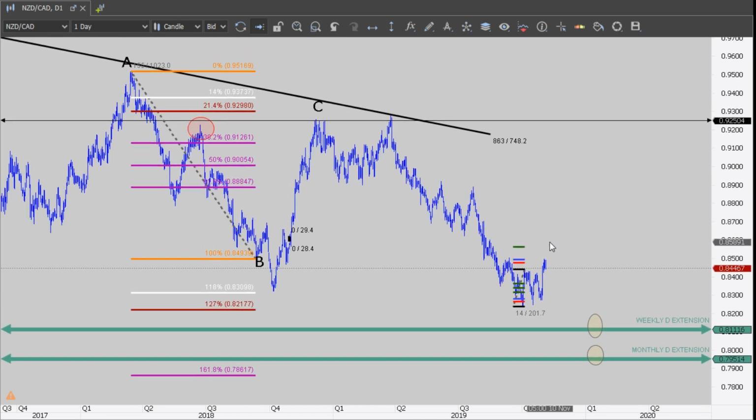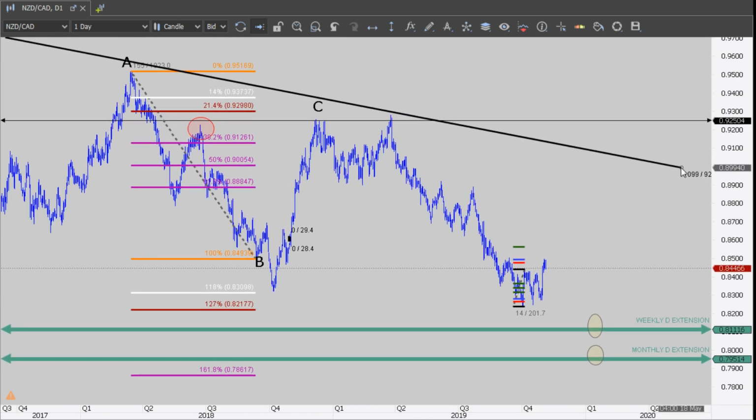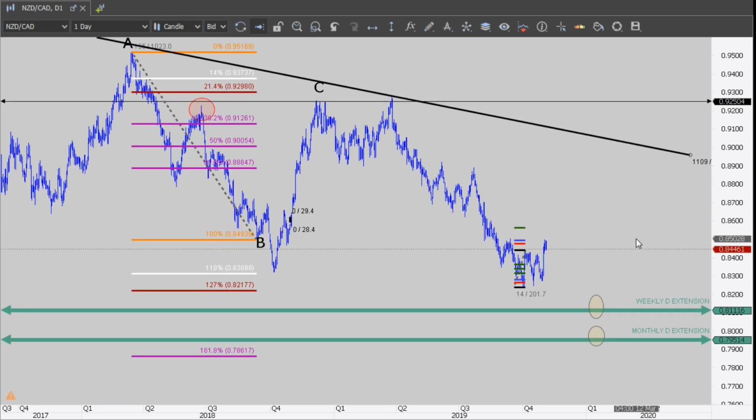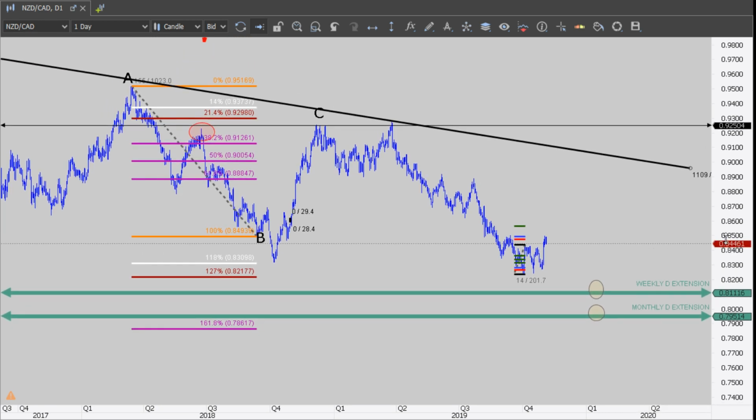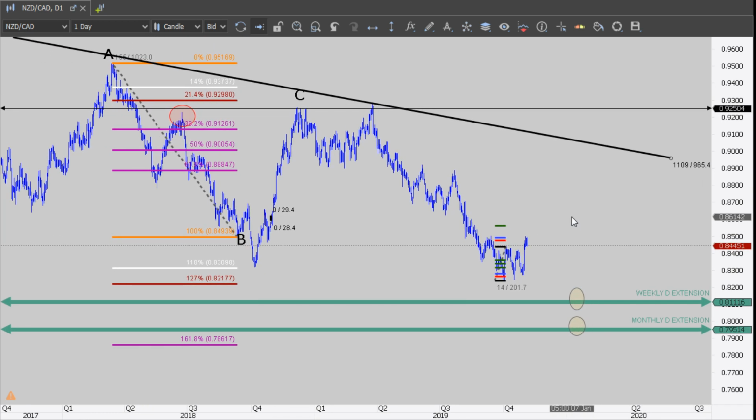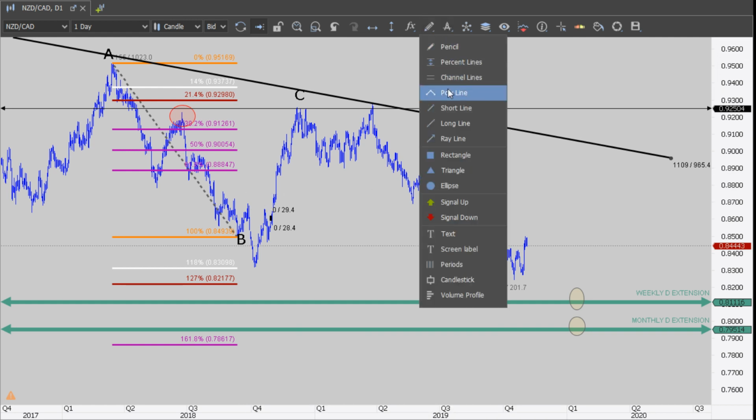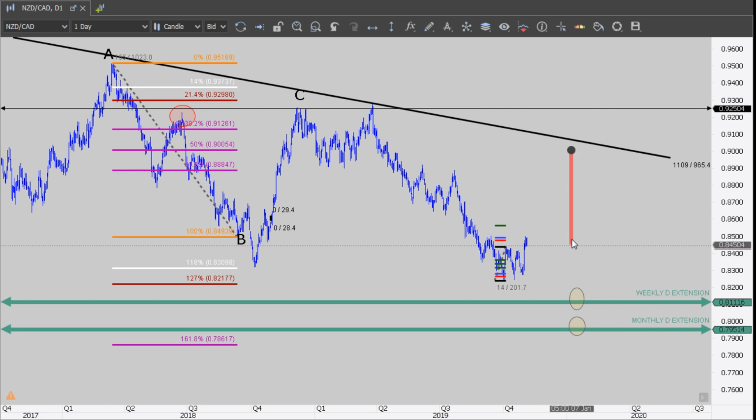What can you see from this picture, everybody? What can you see? Look at the original Fibonacci on the daily chart and look where the weekly D extension is, and look where the monthly D extension is, and look where the daily D extension is.